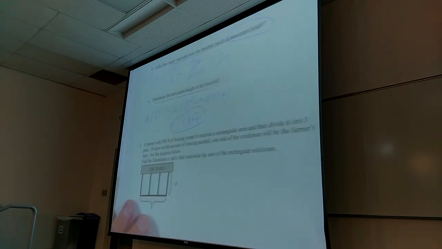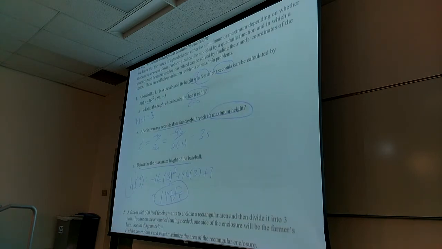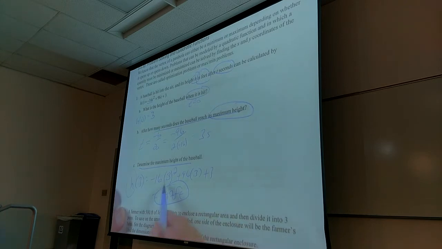Mr. Waller? Yeah. So would you do 3 squared first and then multiply that by 16? Yep. What tells you to do that? Order of operations. You exponent it before you multiply.